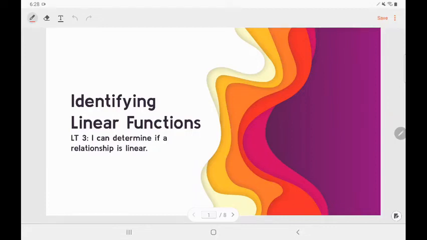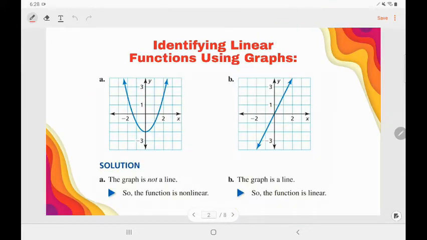Today we're going to talk about identifying linear functions. So we're going to get into our unit about graphing in the next couple of days, but today we're going to decide if something is even considered linear. So let's look at it visually first.